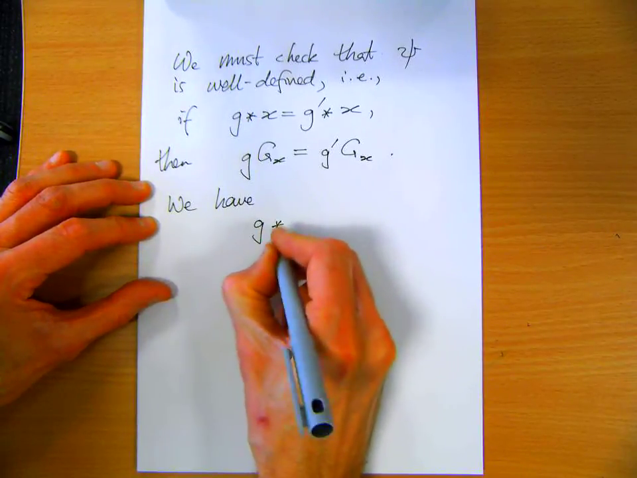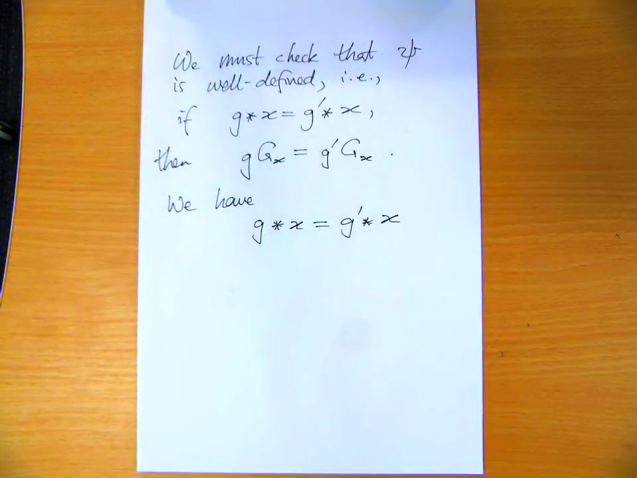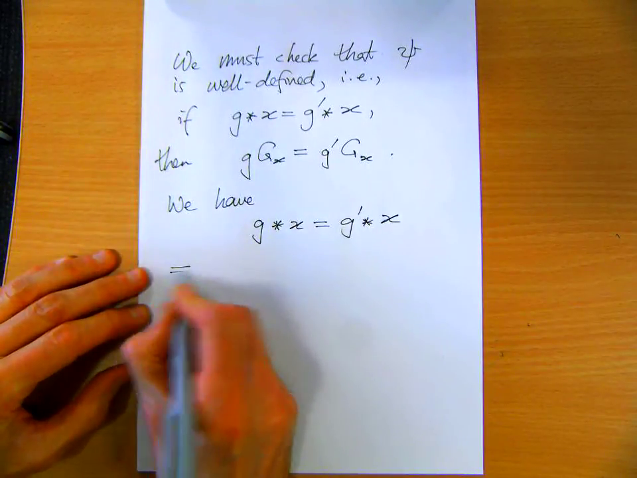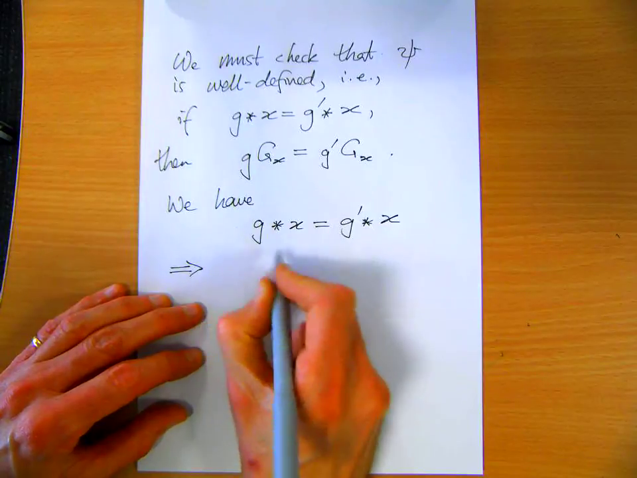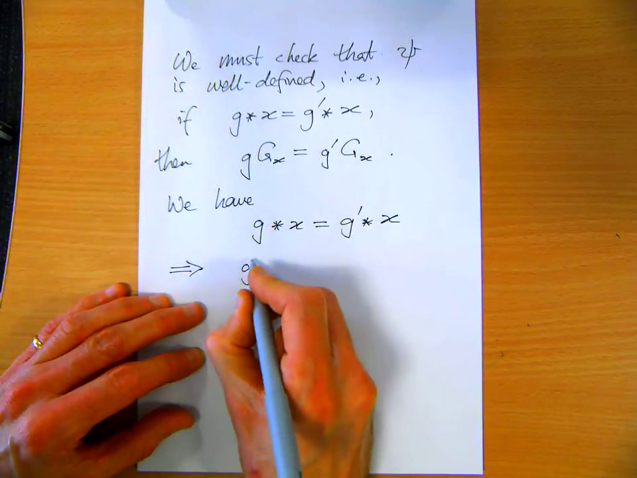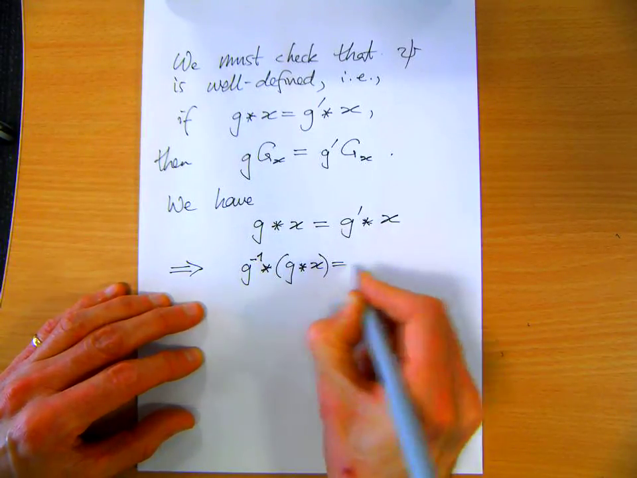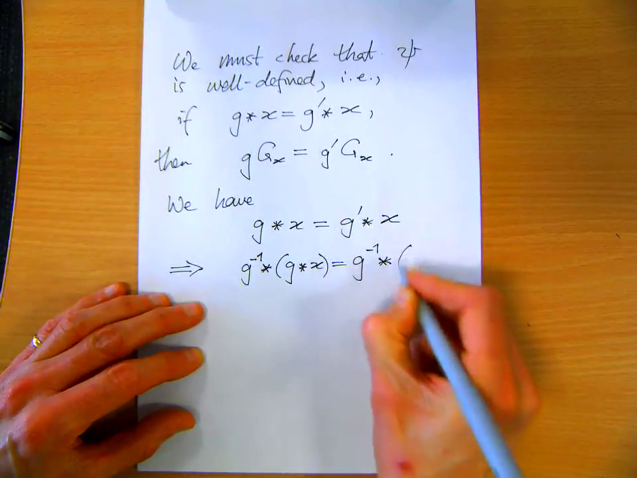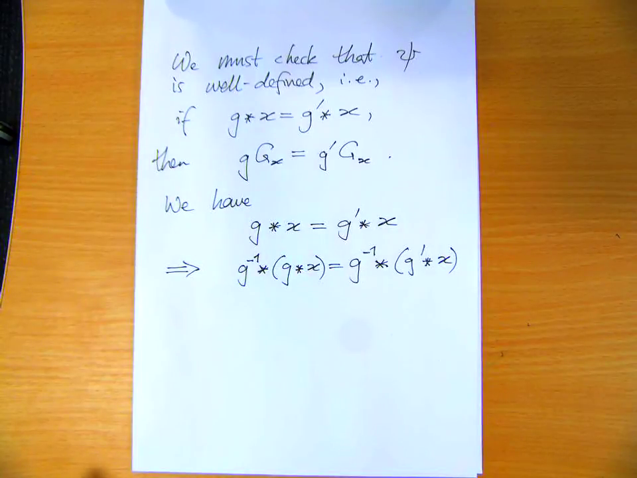Suppose G and G prime both take x to the same place. I just want to unwrap this a little bit. In fact, I'm going to act on both sides with G inverse. So both sides are elements of big X, so I can apply G inverse to both sides using the action star. Okay?